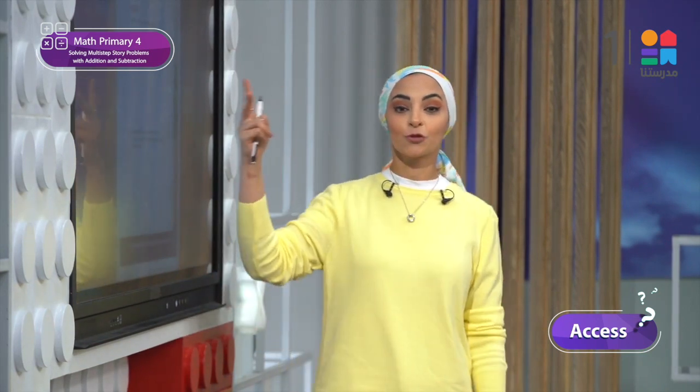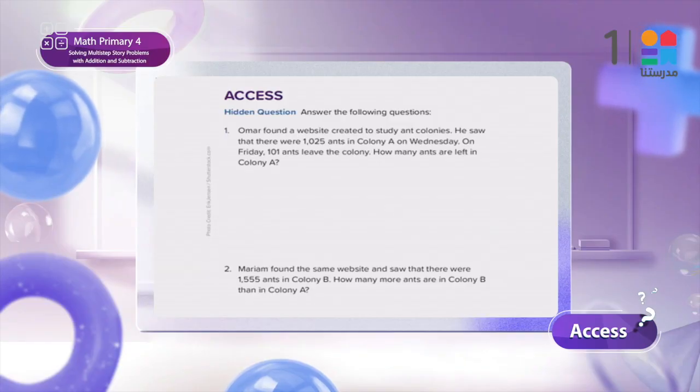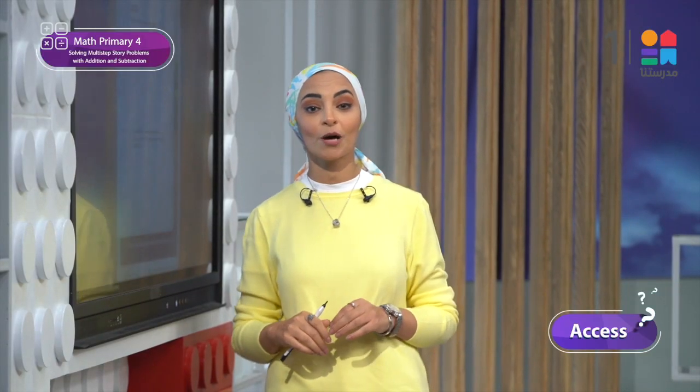Here's page 93 as you see here. Look, I have two problems, 1 and 2. I want you to think now about what operation you need to use to solve these problems. I'll give you a minute to think about the answer. And when we are back, I'll show you what students have done.